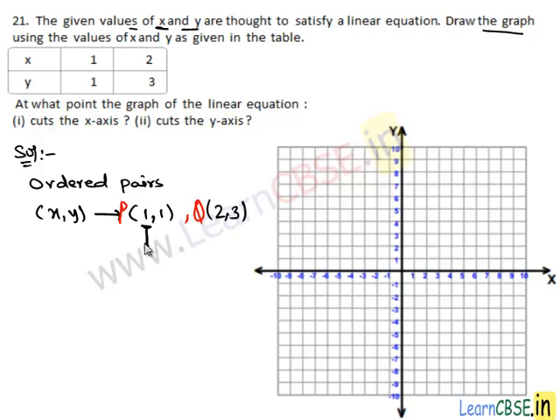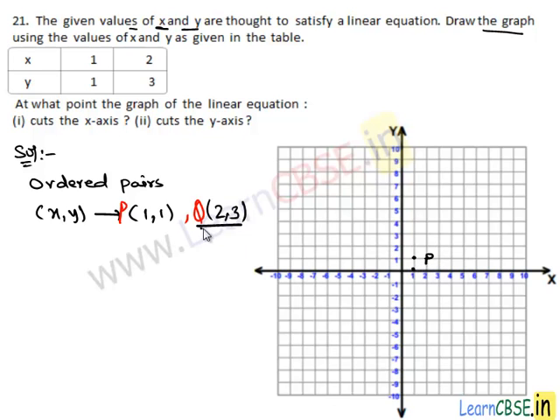The x coordinate is 1, so the distance of P from the y axis is 1. This is the point, and to plot the y coordinate we move along the positive y axis, and the y coordinate is also 1, so the distance of point P from the x axis is 1. Therefore this is our point (1, 1), and we mark it as point P.